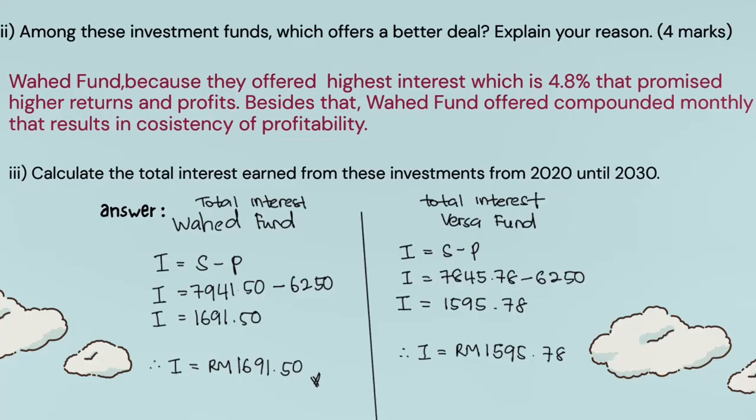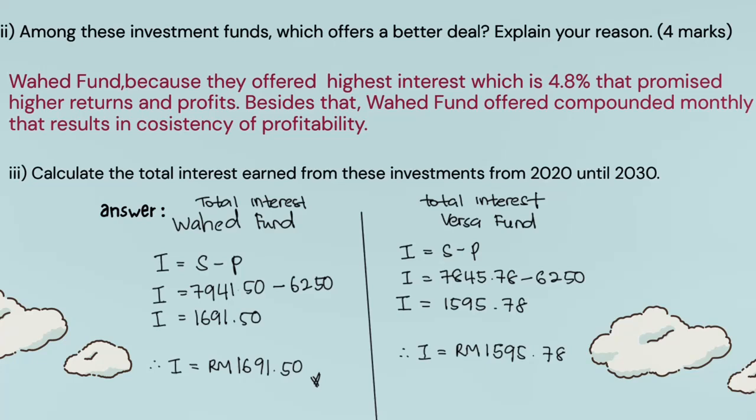So now we are going to calculate the total interest for Wahed Fund. The formula is I equals S minus P. So the interest is RM1,691.50. So how do we get that answer? We calculate by using the formula given.